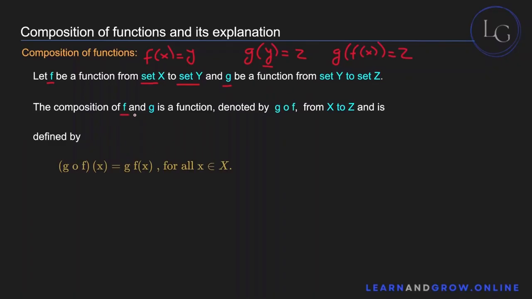The composition of f and g is a function denoted by g of f, right? We need to express this in another way, and that is g of f from set x to set z. So g of f of x is equal to g of f of x, right? So instead of writing g of f of x is equal to z, you can just write g of f of x.